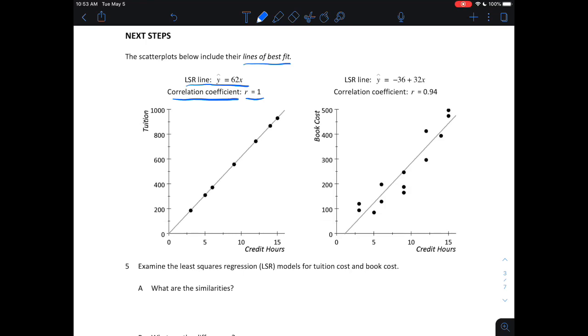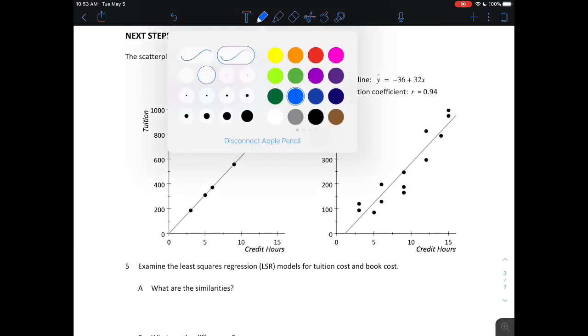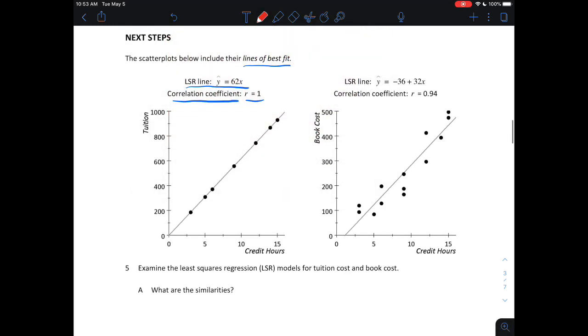It is putting the whole class all together. Now the graph on the right, there's our scatter plot for credit hours versus book cost. The LSR line, or least squares line, there is y hat equal to negative 36 plus 32x. So the predictions y hat for book cost, you can find that by taking negative 36 and then adding 32 times x, the number of credit hours. There, the correlation coefficient is r equal to 0.94. Okay, so we have two different scatter plots, two different lines, and two different correlation coefficients.